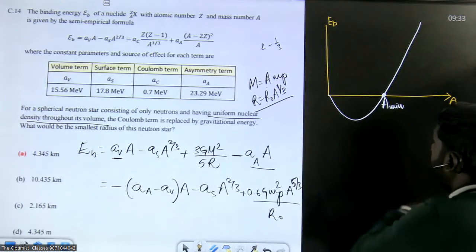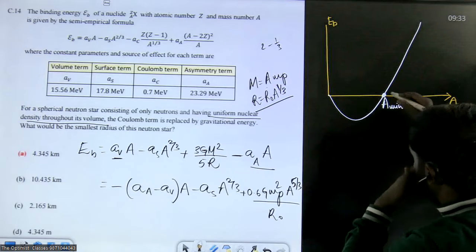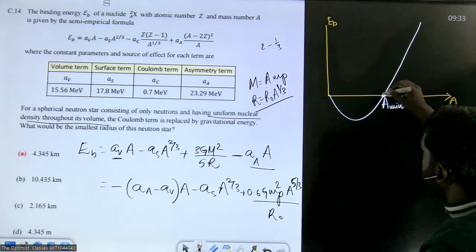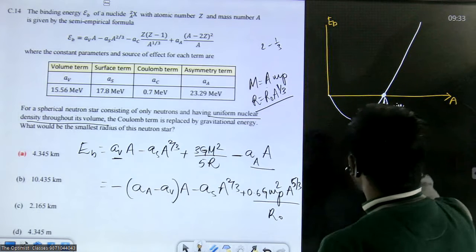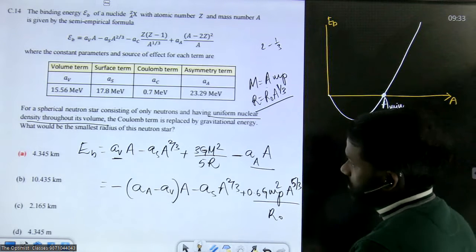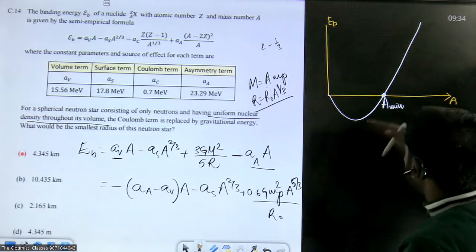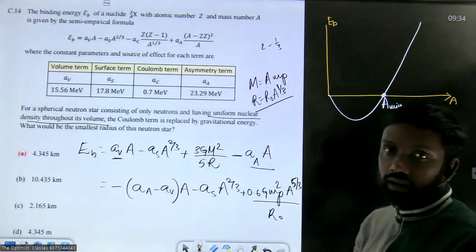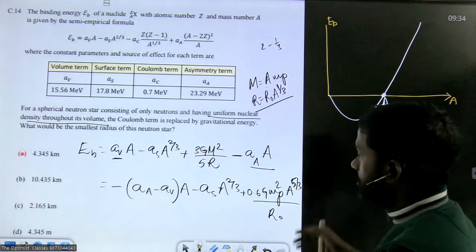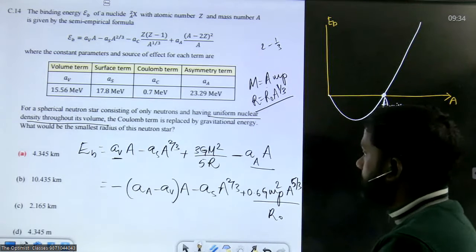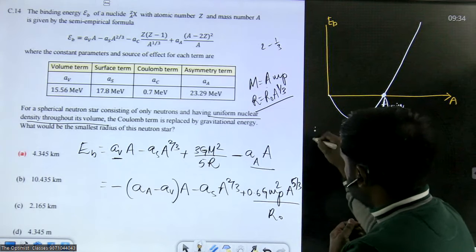So therefore, stability will come only after binding energy becomes positive. From here onwards, binding energy is positive. So this is the minimum value of A for a neutron star to be stable. At this point, binding energy is 0. To obtain the minimum value of A, we put binding energy equal to 0. After that, binding energy is positive, so higher and higher values of A will be possible. Lower values of A will not be possible here, because for lower values of A we are getting negative binding energy.